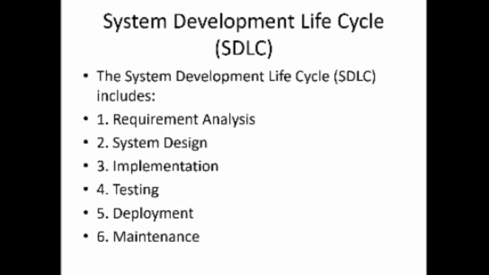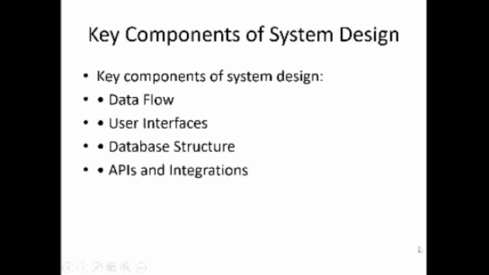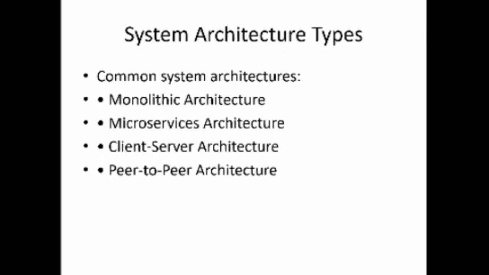SDLC, System Development Lifecycle. The system development lifecycle involves requirement analysis, system design, implementation, next testing, then deployment, and last, maintenance. So first, key components of system design. The key components involve data flow, user interface, database structure, API and integration.